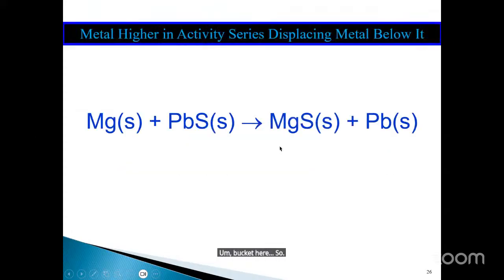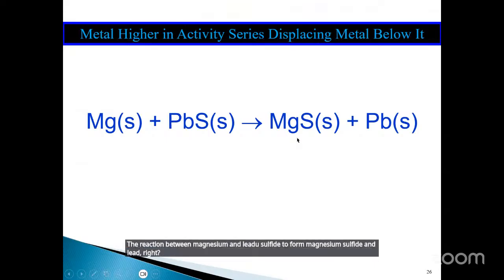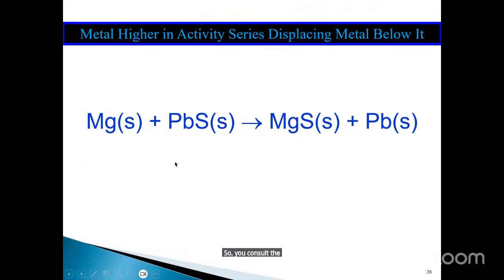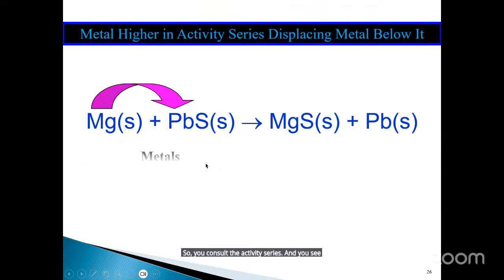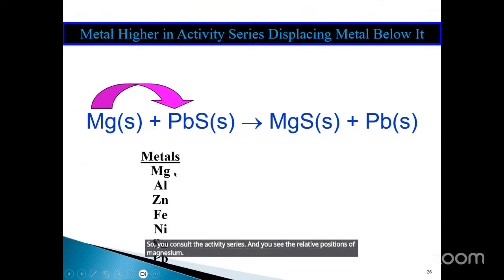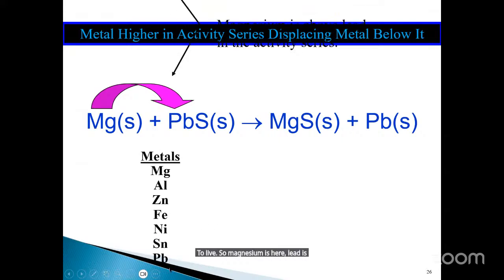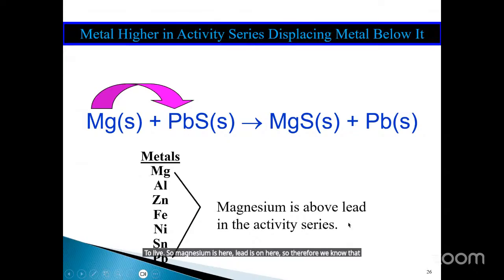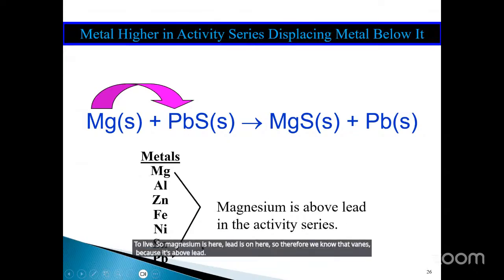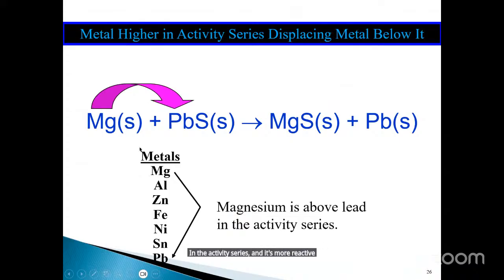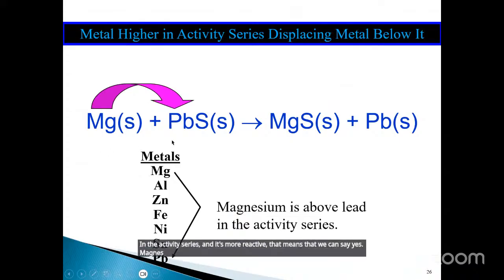So for example, this case here with magnesium. Let's say you're asked the question, will this reaction take place? The reaction between magnesium and lead(II) sulfide to form magnesium sulfide and lead. You consult the activity series and see the relative positions of magnesium and lead. Magnesium is here, lead is down here. Because magnesium is above lead in the activity series and is more reactive, we can say yes, magnesium will displace lead to form magnesium sulfide and lead.